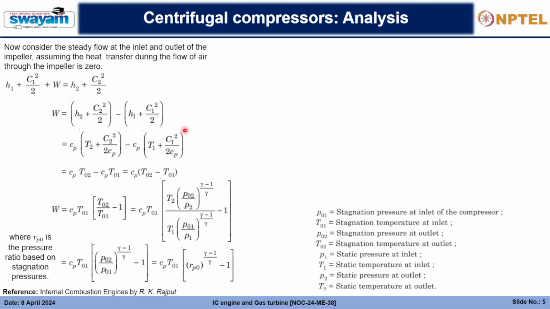So here the expressions that were used were P01 is the stagnation pressure at the inlet of the compressor, T01 is the stagnation temperature at the inlet, P02 is the stagnation pressure at the outlet, T02 is the stagnation temperature at the outlet, P1 is the static pressure at inlet, T1 is the static temperature at inlet, P2 is the static pressure at outlet, and T2 is the static temperature at outlet. So these are the expressions. Next, in most practical conditions, we will have the absolute velocity C1 and C2 equal.